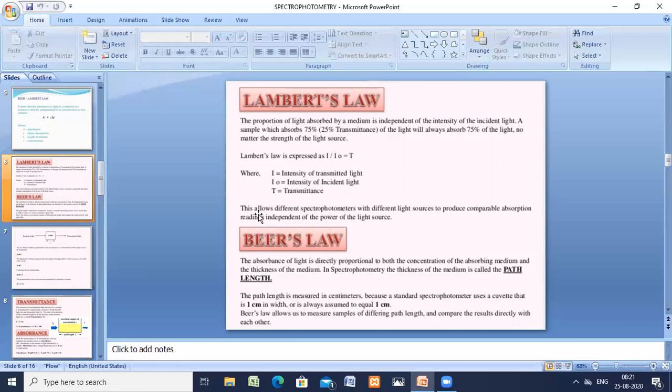I is the transmitted light, T is the transmittance, I0 is the intensity of the incident light. This allows different spectrophotometers with different light sources to produce comparable readings independent of the power of the light source.